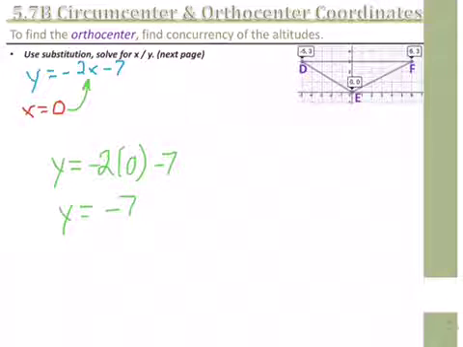So what this means is that my point, this point being the orthocenter, is going to be 0, negative 7. Which would be, let's see, somewhere down here. That's negative 2, 3, 4, 5, 6, 7-ish.